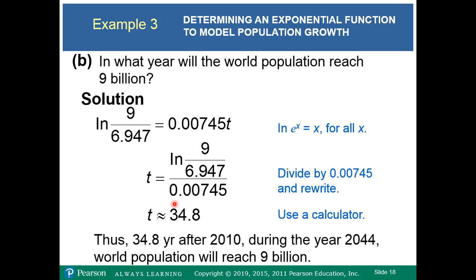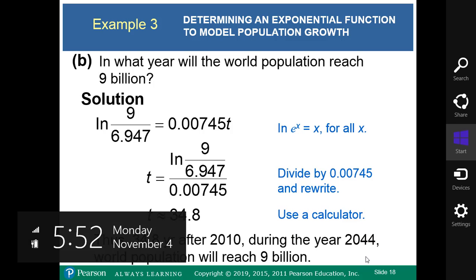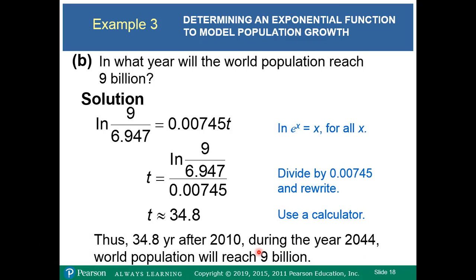And so what does that mean? It means that 34.8 years after 2010, which is going to be what year? 44.8. So during the year 2044, the population is projected to reach 9 billion based on this model.